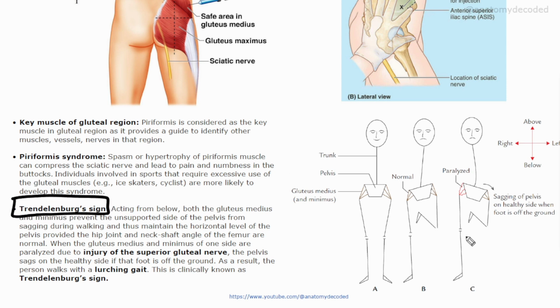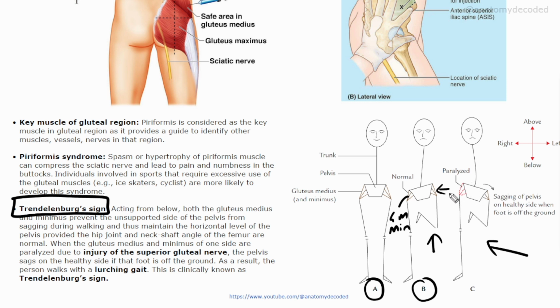Try to understand this Trendelenburg's sign with the images shown here. Image A is a normal person standing with both legs on the ground. Image B shows a person standing with the left leg raised. If the left leg is raised, this sided pelvis is supported by the gluteus medius and minimus muscles of this side. So the right sided gluteus medius and minimus are contracting to keep this pelvis stable.